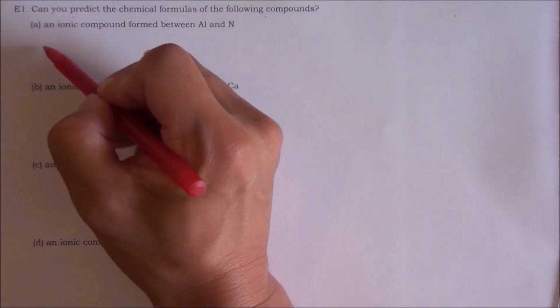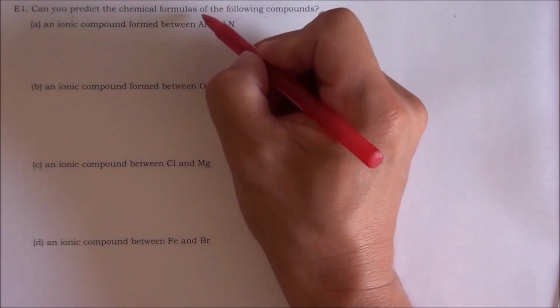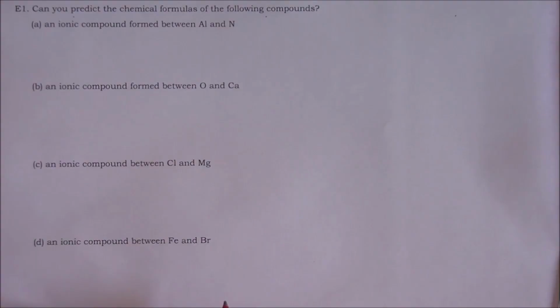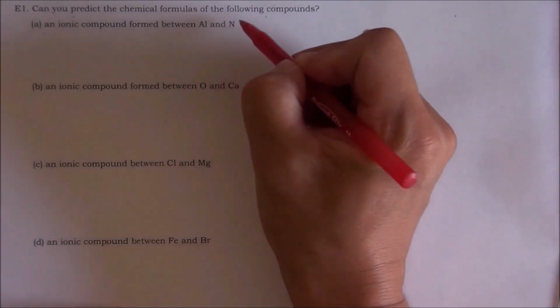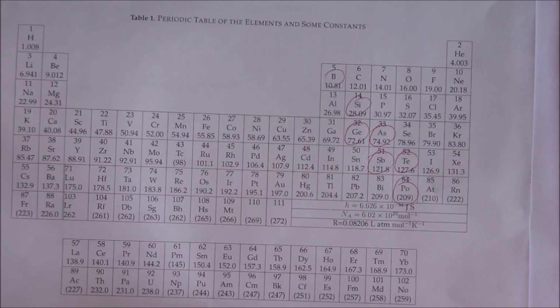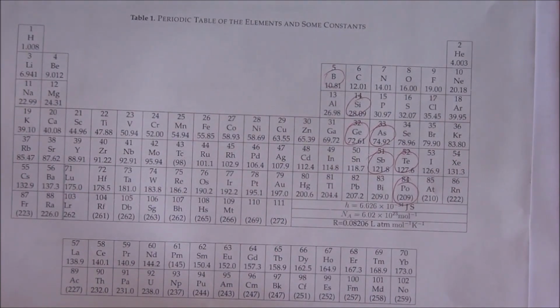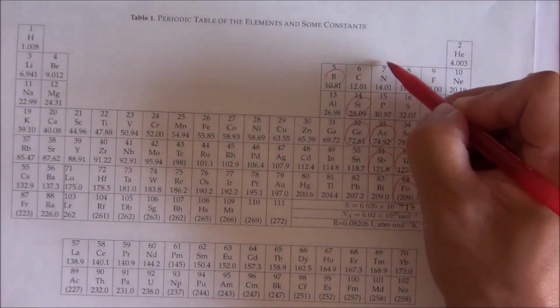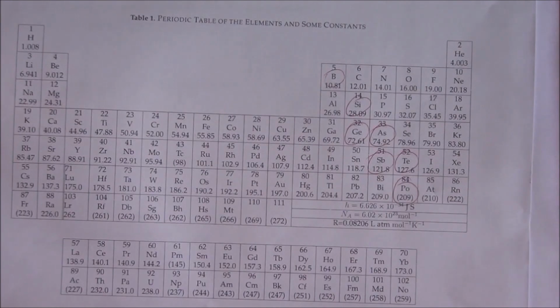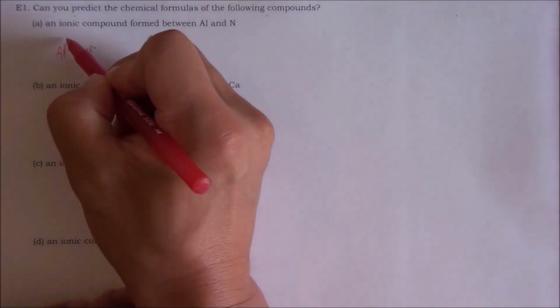Problem A. An ionic compound formed between aluminum and nitrogen. First, we need to use a periodic table to find the charges of the most stable ions of aluminum and nitrogen. From the periodic table, the charge of the most stable ion of aluminum is +3. The charge of the most stable ion of nitrogen is -3. The charges of the most stable ions of the elements are something you have to memorize. Next, we need to switch the 2 numbers.